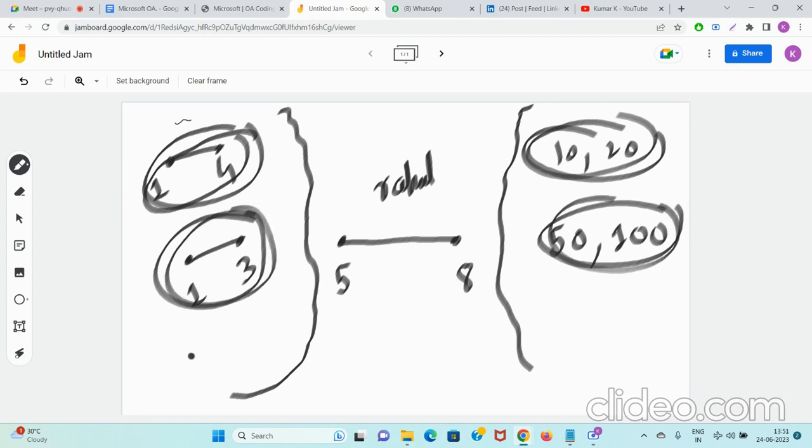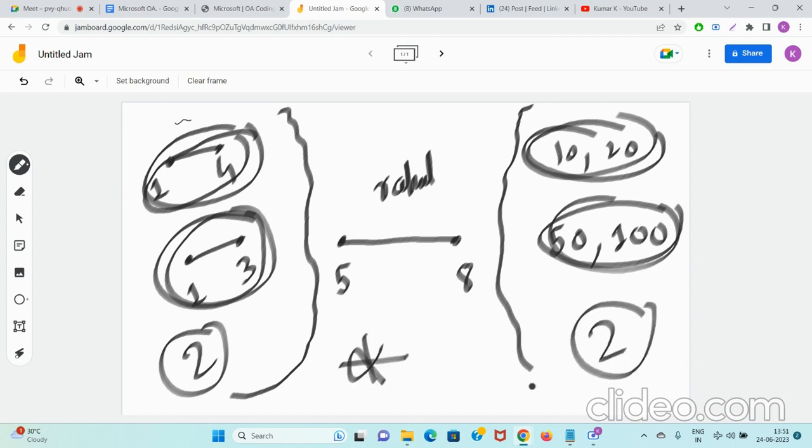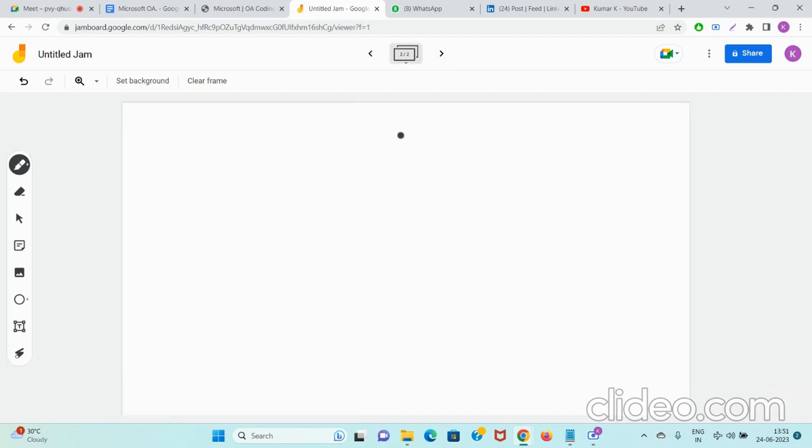So on the left, there were two girls who did not like Rahul. On the right, there are two girls who did not like Rahul. So there will be a total of 2 into 2, 4 ways that these girls can team up and beat Rahul. I hope you guys like the example.